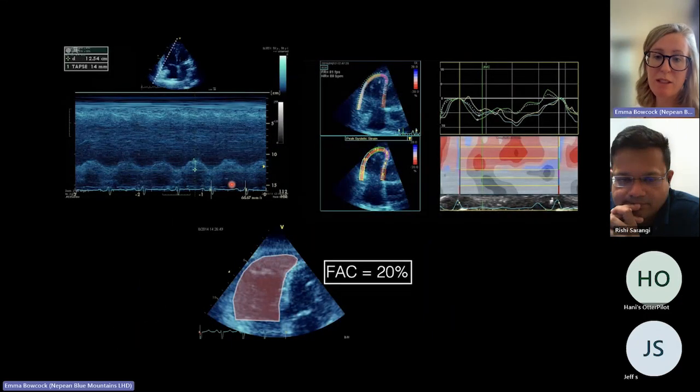The TAPSE was down, the fractional area change was down, the RV strain was down, but look at all of those curves. I'm not sure I'd be trusting that too much, and the views weren't the best.